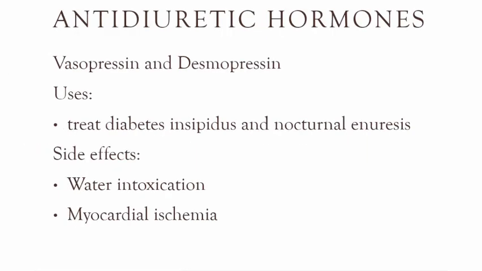Next, we've got antidiuretic hormones like vasopressin and desmopressin. Antidiuretics stop you from peeing. So when we get to the cardiac system and we talk about diuretics, those are ones that are going to make you pee. This one stops you from peeing. We use these medications to treat diabetes insipidus and nocturnal enuresis, which means bedwetting at night.